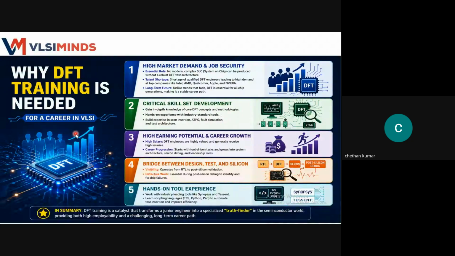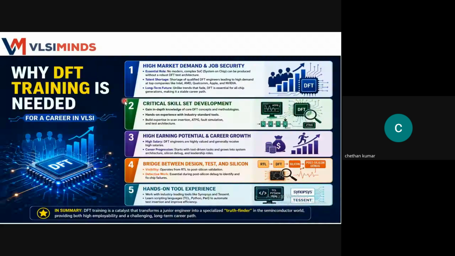So many companies are facing a talent shortage, not only at product-based companies, but even at service-based companies. Intel, AMD, Qualcomm, all of them keep hunting for the skill set which matches their requirements. And also, once you get into DFT, you need not look back again to change domains. So you can have stable growth, long-term stable growth in your career. So this is the high market demand we have for DFT.